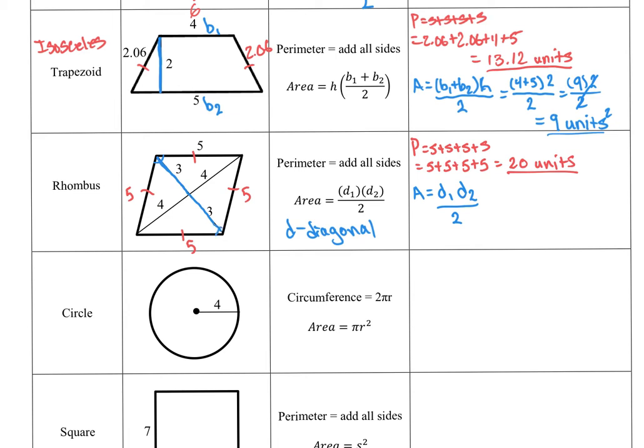So you have to add this up, right? This whole thing is going to be 6. So if I plug this in, diagonal 1 will be 6. And it doesn't matter which one's diagonal 1 and which one's diagonal 2. You'll get the same answer. And this whole diagonal is going to be 4 plus 4, which is 8. So 6 times 8 is what we get on the top here, all divided by 2. 6 times 8 is 48. We still got to divide that by 2. We're going to get 24 units squared for our area of this rhombus.